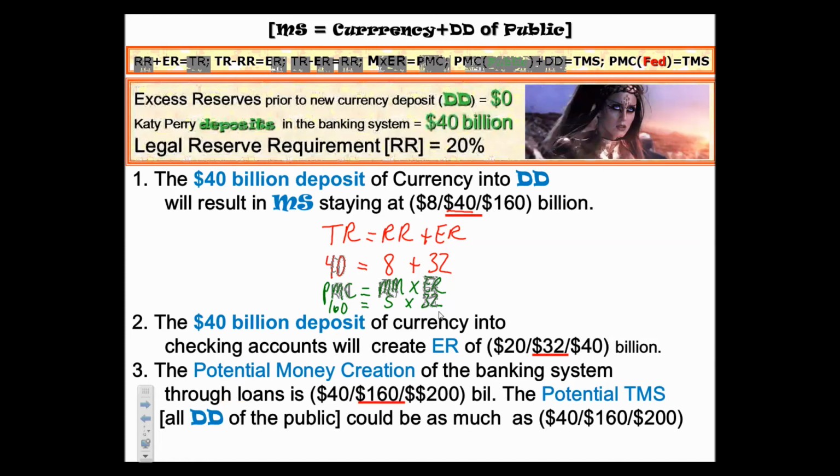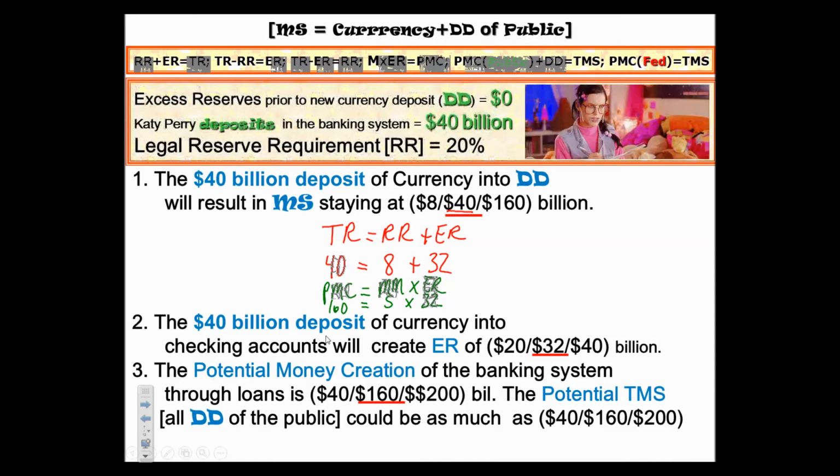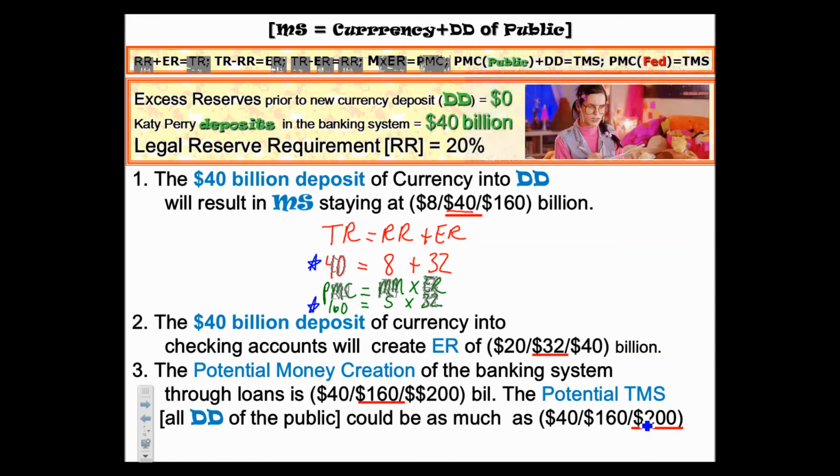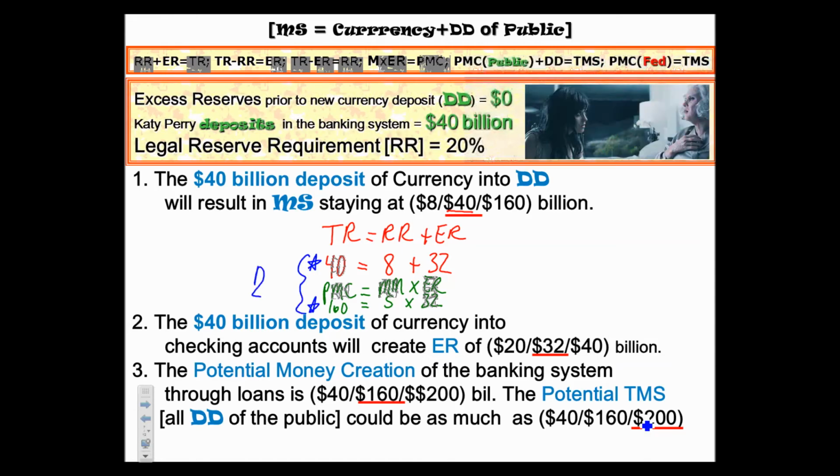Which would make the potential total money supply, that means all the demand deposits, including Katie's original 40 billion, add up to 200 billion. That's basically coming from this 40 and this 160. They add up to 200 billion.